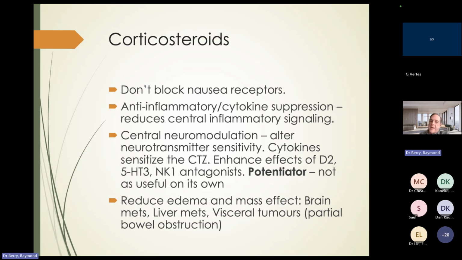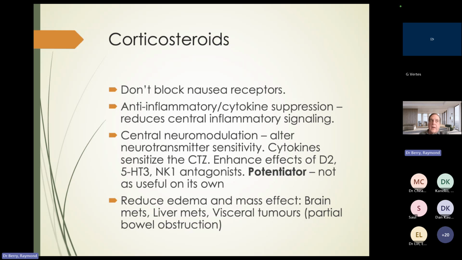So think of it as a potentiator. It's not that useful on its own. A little bit. There's a little bit of effect on nausea by just decreasing inflammation on its own, but it's much better when you potentiate the others. So you're giving dopamine blockers or serotonin blockers, and it potentiates the effect by changing the neurotransmitter sensitivity. The only time that they're useful directly, which I didn't talk about as a clear mechanism, but it is a very specific mechanism, is directly on brain swelling or swelling of the viscera.